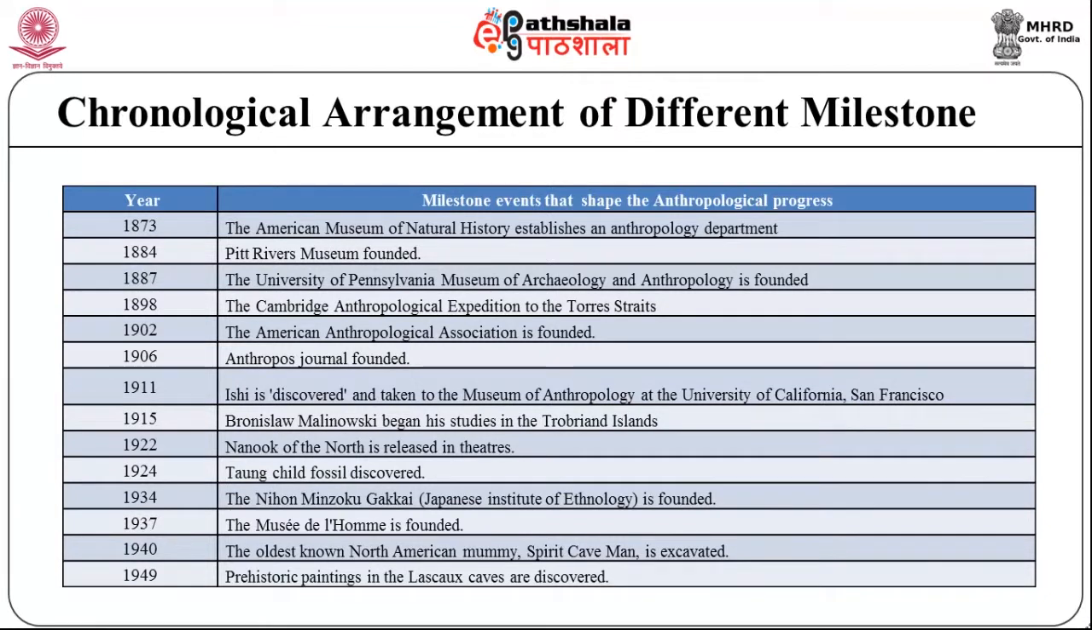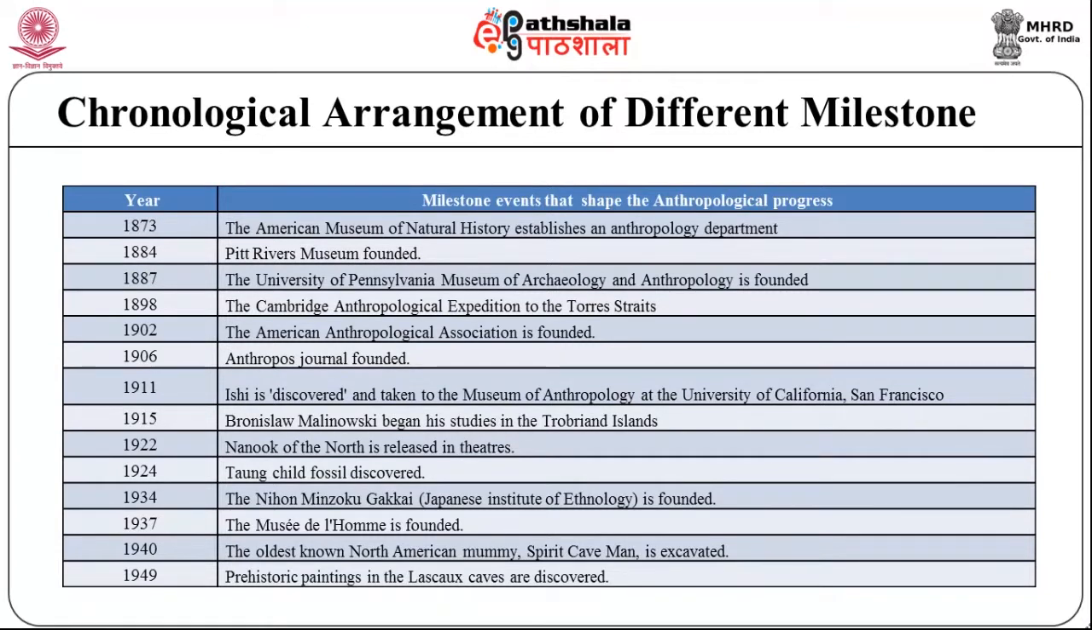while in the year 1898, the Cambridge Anthropological Expedition to the Torres Straits. In 1902, the American Anthropological Association is founded. In 1906, Anthropos is founded. In 1911, Ishi is discovered and taken to the Museum of Anthropology at the University of California, San Francisco. Ishi was the last known member of the Native American Yahi people from the state of California in the United States. In 1915, Bronislaw Malinowski began his studies in the Trobriand Islands.